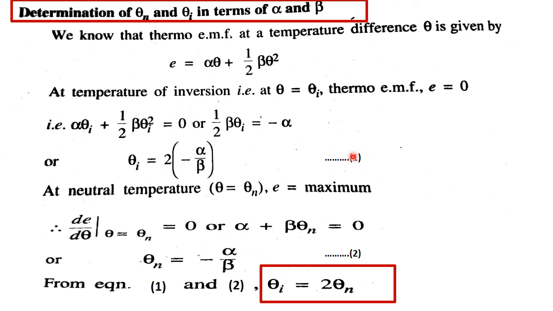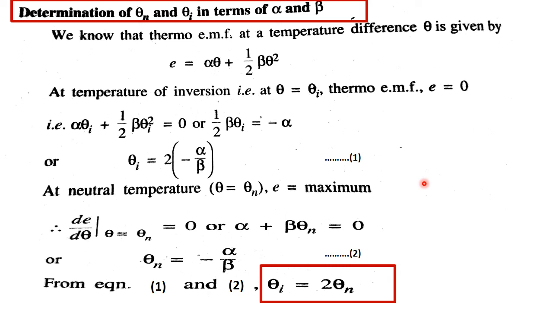Now from equations number 1 and 2, we can also determine the relationship between temperature of inversion and neutral temperature. It comes out that the temperature of inversion is equal to twice the neutral temperature. This was all about the derivation, calculations and understanding of the Seebeck effect and the thermoelectric effect.